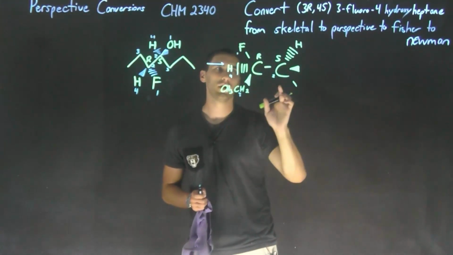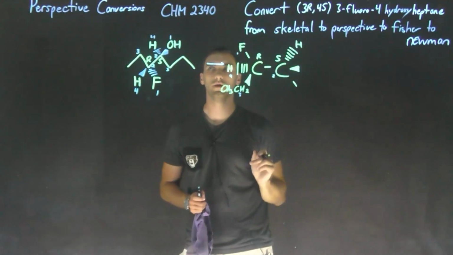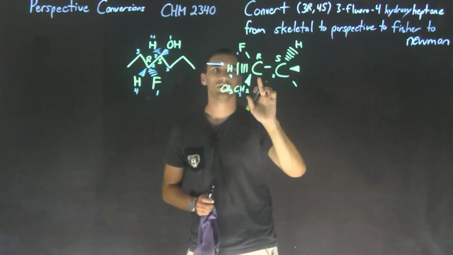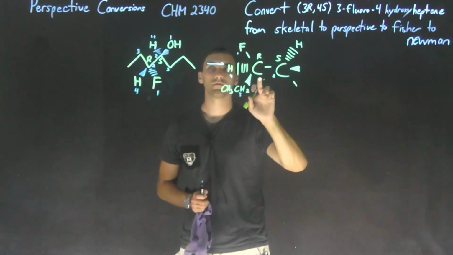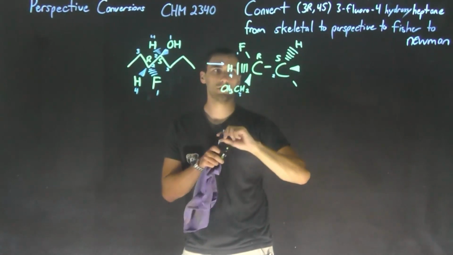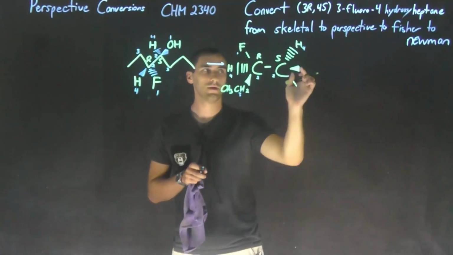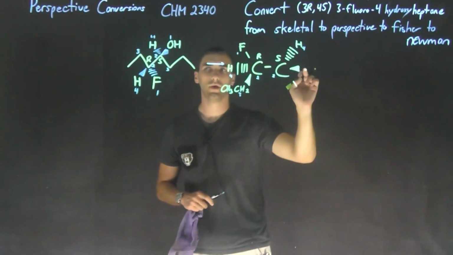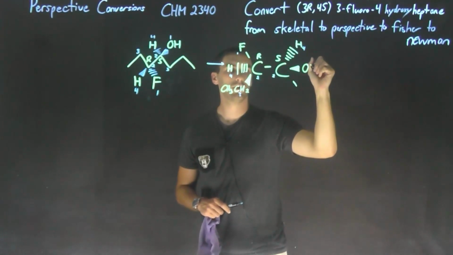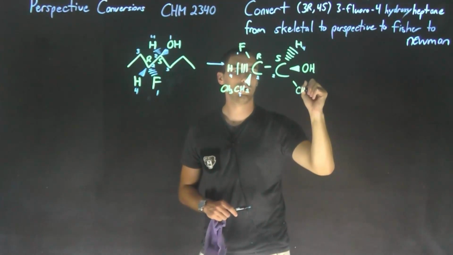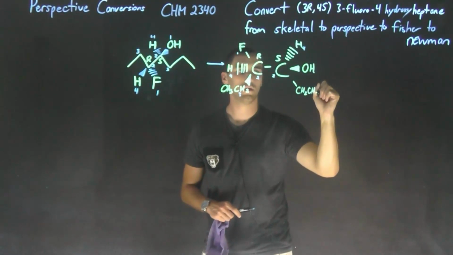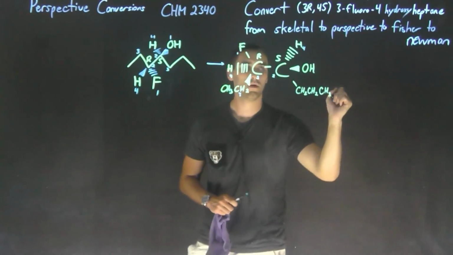For this one, we need S, so we need to go this way. So this group is going to be priority 2. So if we want S, we need the highest group here. Like so.